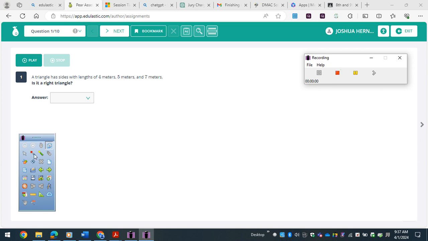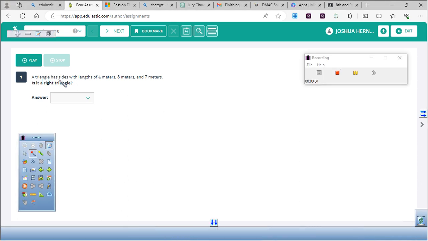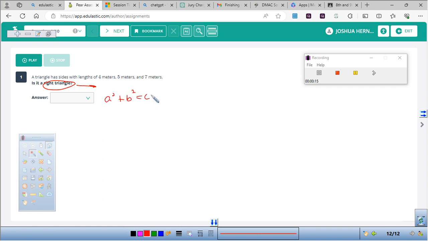Okay, so on this one, guys, you want to have a right triangle. You want to think of a squared plus b squared equals c squared. And is it a right triangle? This one's pretty easy. It's basically true or false. This would be the idea a squared plus b squared equals c squared. C has to be the longest, so your C has to be your 7.